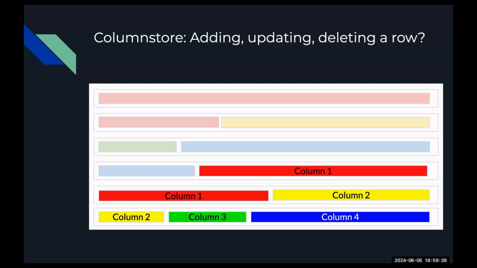Can you explain a little bit more about the trouble with updating the row? Because I understand that with adding and deleting, you're changing the shape. Right, but how does updating?